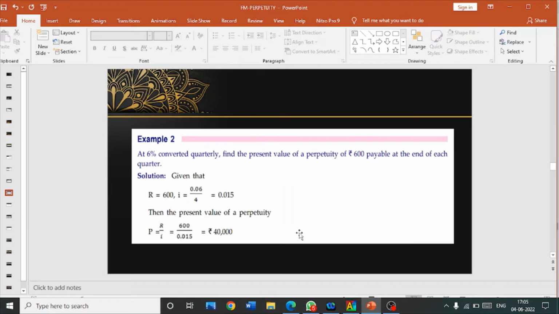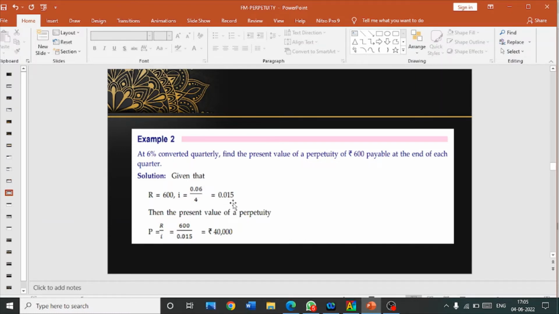Same way, example 2. At 6% converted quarterly, find the present value of a perpetuity of rupees 600 payable at the end of each quarter. So what are the clues here? One is compounded quarterly, so the rate of interest is quarterly, and the second thing is end of each quarter, so ordinary perpetuity. So the cash flow is 600, given in the question. The rate of interest is 6%, 6 by 100, 0.06. As it is quarterly, I divide it by 4, so i equals 0.06 divided by 4, 0.015.